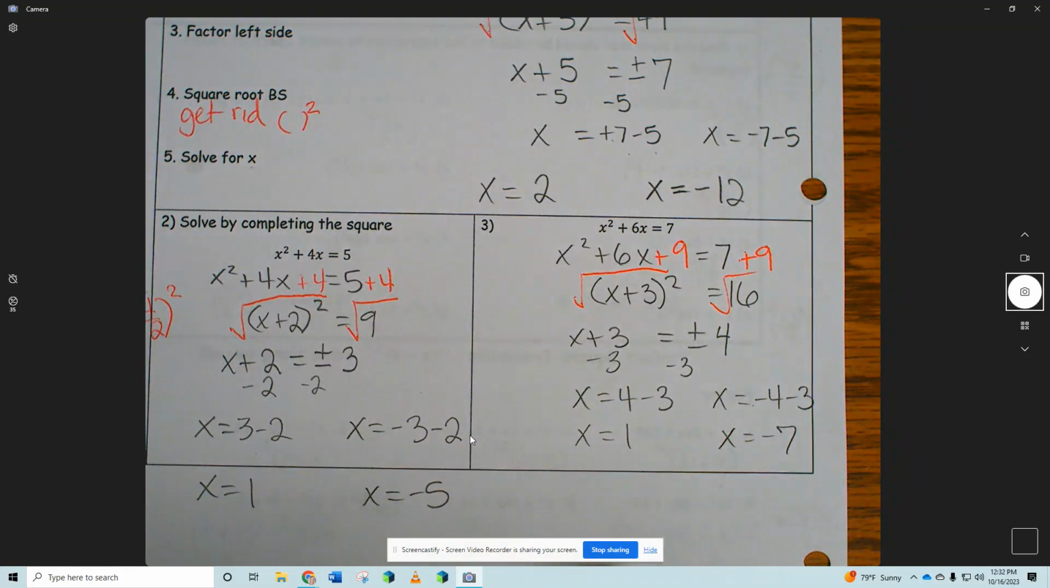Did you guys get this? No. Okay. Well, look at your work. My work is accurate. Is it this part where you're getting stuck? Like right here? Positive 4 minus 3, negative 4 minus 3.